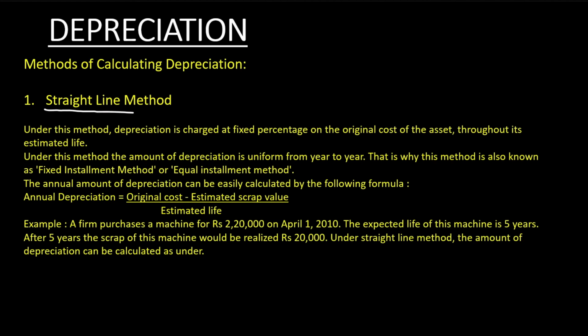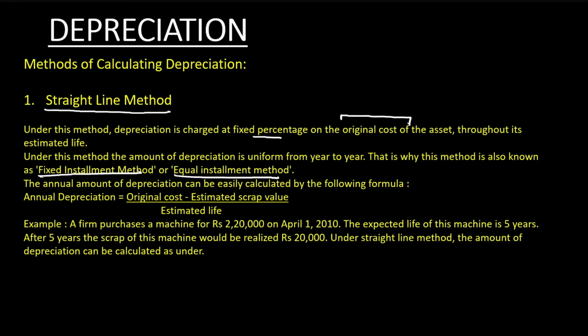The straight line method is very simple. Under this method, depreciation is charged at a fixed percentage on the original cost. Please keep in mind, the original cost of the asset doesn't change throughout its estimated life. Under this method, the amount of depreciation is uniform from year to year. That is why this method is also known as the fixed installment method or equal installment method.